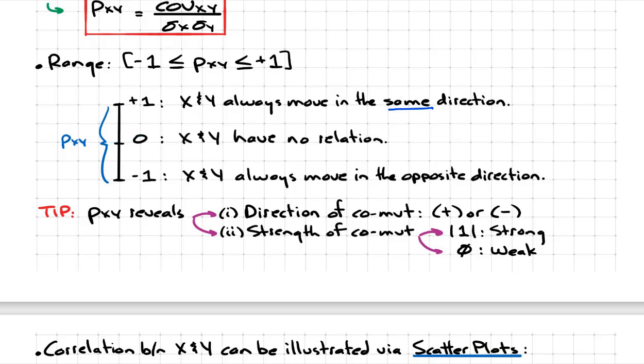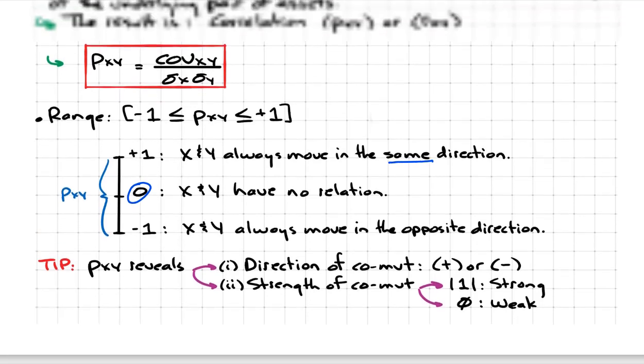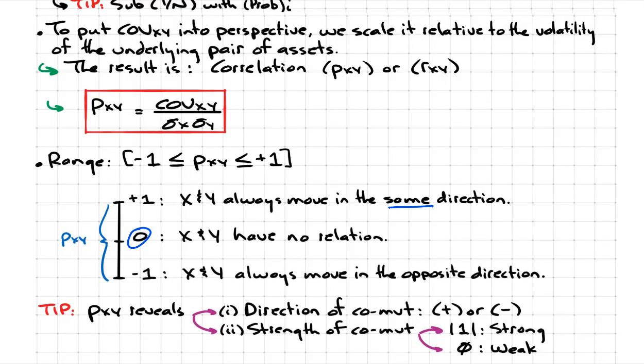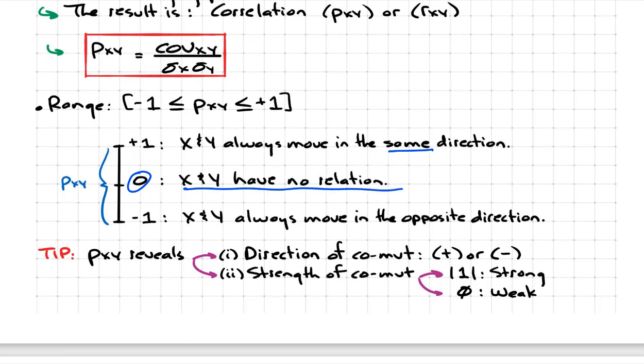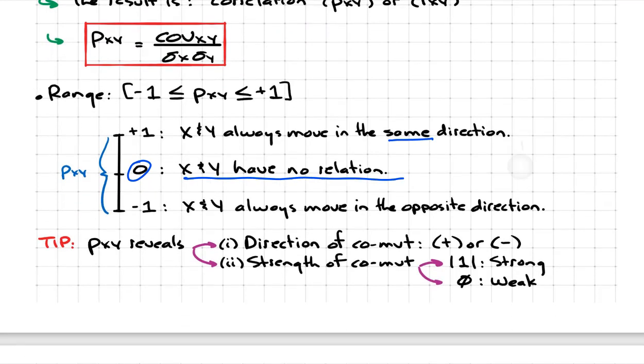Let's just look at one other critical correlation value, which is 0. When you have 0 correlation, remember how you get 0. So if this is 0, you got to remember standard deviation is always positive for risky assets. So the only way correlation can be 0 is if there's absolutely no co-movement between X and Y. So the conclusion, if correlation is 0, would be that X and Y have no relationship with each other.